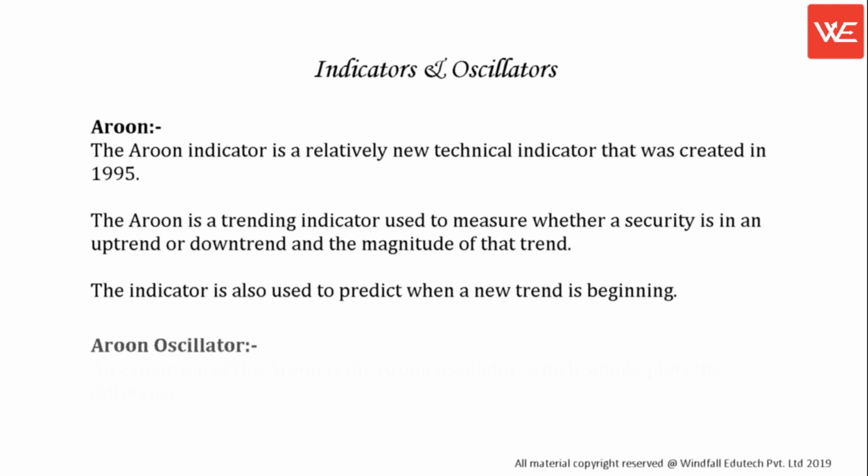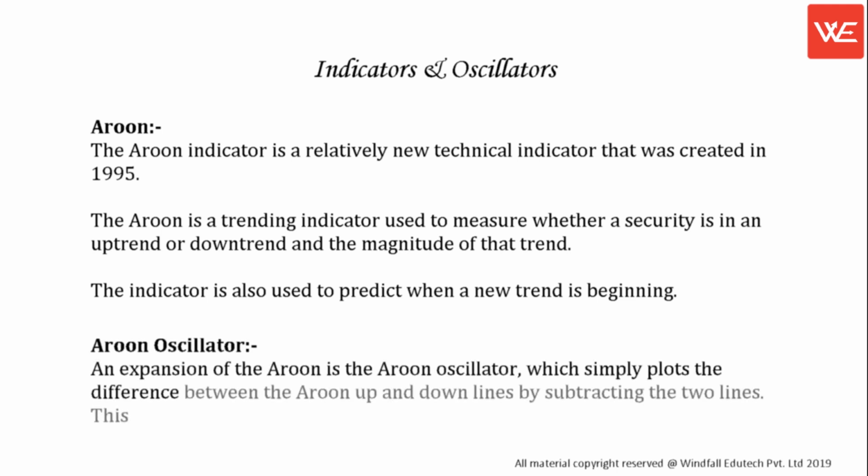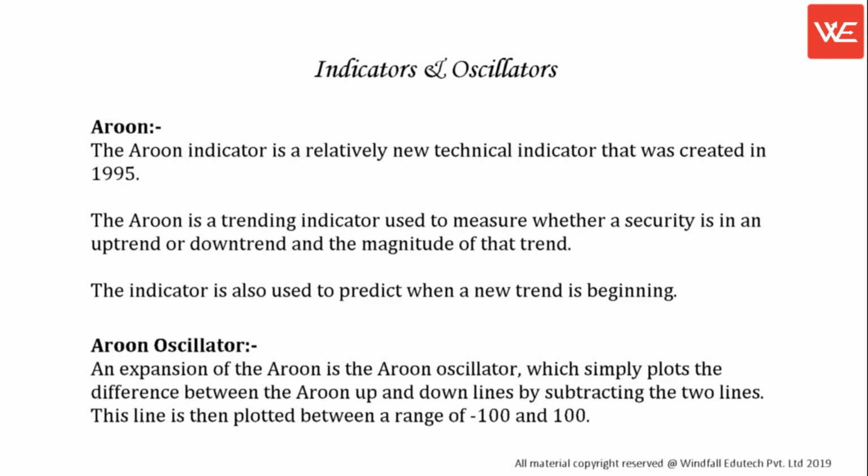Aroon oscillator. An expansion of the Aroon is the Aroon oscillator, which simply plots the difference between the Aroon up and down lines by subtracting the two lines. This line is then plotted between a range of -100 and 100.